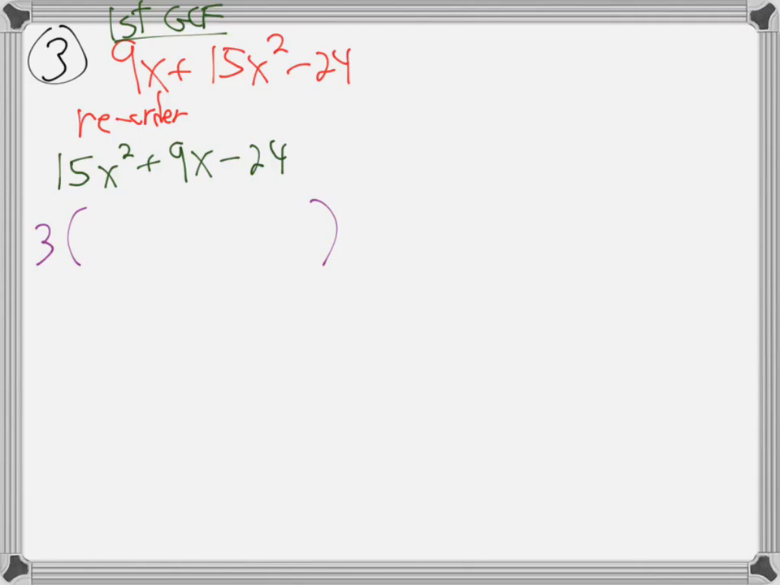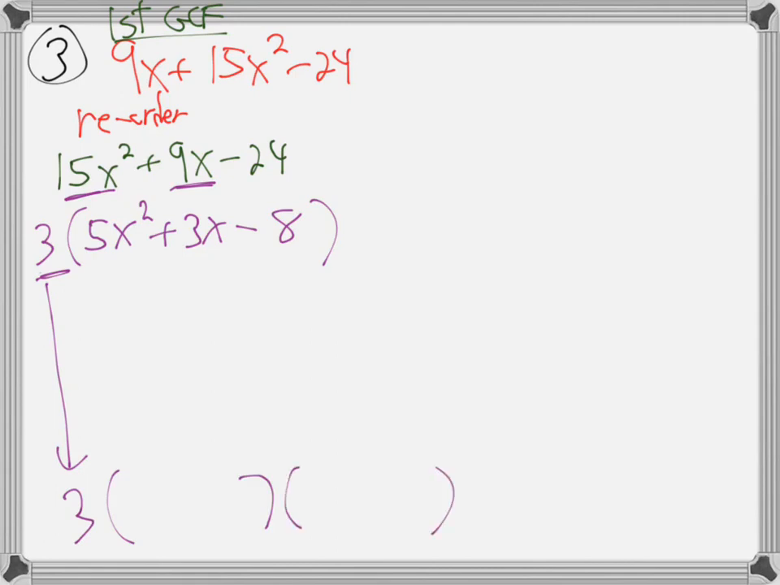So if I put a 3 in the front, because 3 goes into all those numbers, 3 times what will go back to 15x squared? 5x squared. And 3 times what will go back to 9x? 3x. And 3 times what? Minus 8, huh? We good there? Now, that 3 here will be part of the final answer. We just don't have to mess with it anymore. But it'll be there in the end.